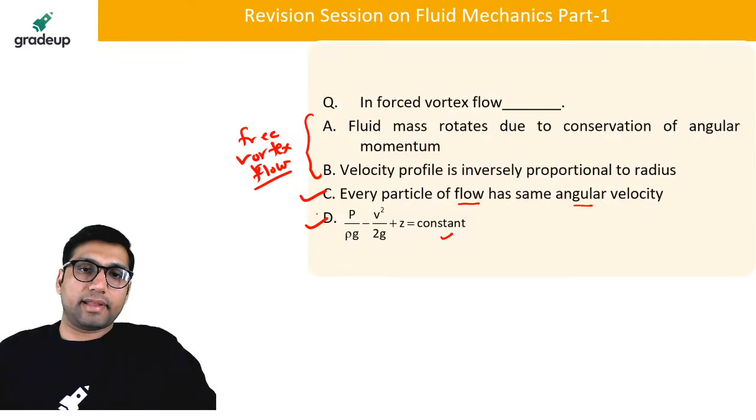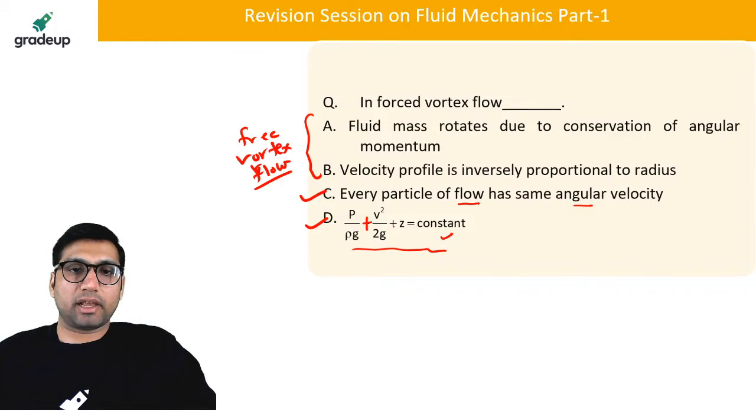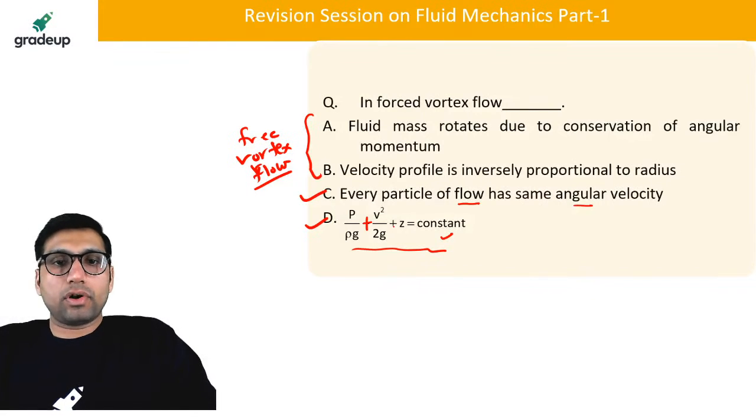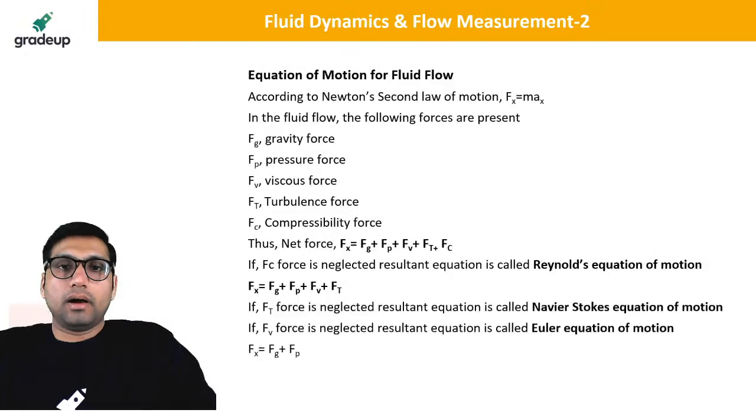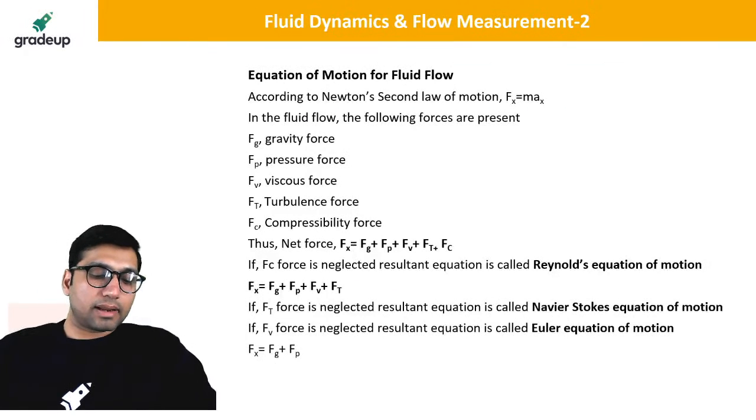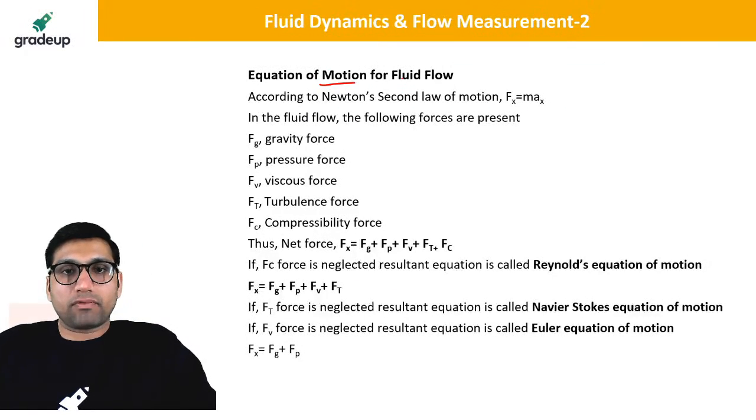Here that will be p by rho g plus v square by 2g plus z is equal to constant. This will be the equation. For forced vortex flow, the Bernoulli equation will be satisfied, that is P by rho g plus V square by 2g plus Z is equal to constant. Clear?